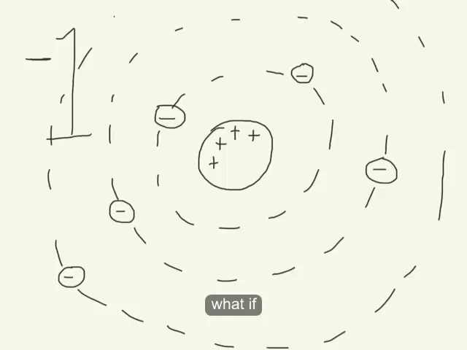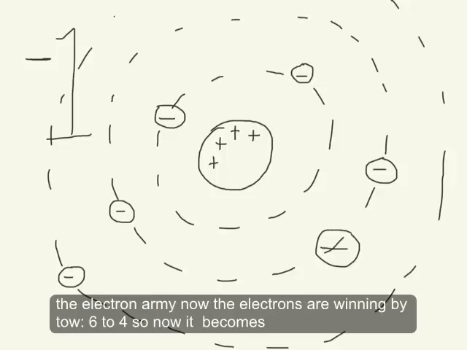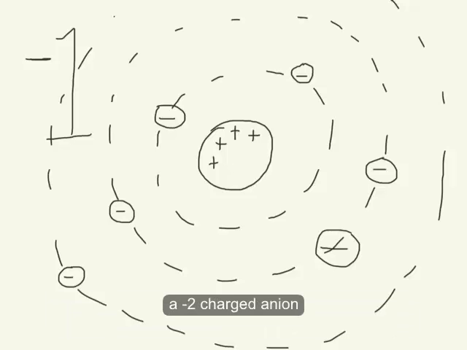What if there was an extra electron? Say an extra electron comes in and joins the electron army. Now the electrons are winning by 2, 6 to 4. So now this becomes a negative 2 charged anion.